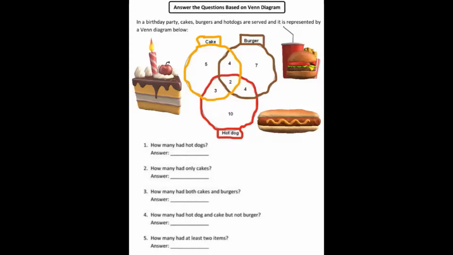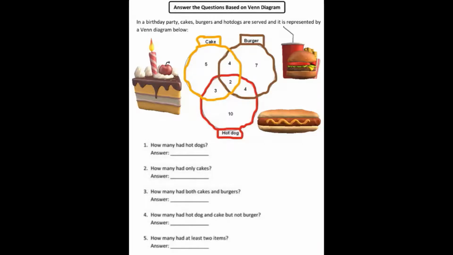So let's go ahead and read the directions for answer the questions based on a Venn diagram, which is the heading here. It says, in a birthday party, cakes, burgers, and hot dogs are served, and it is represented by a Venn diagram below. Okay, so it's just explaining what I've shown us already here. So let's take a look at number 1 now.